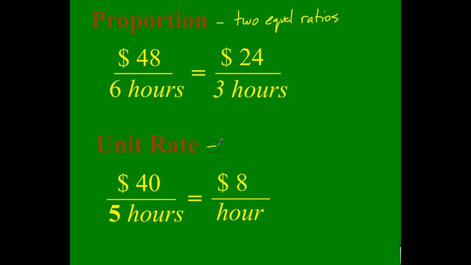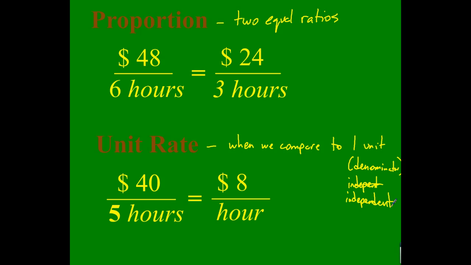So a unit rate is when we compare to 1, right? One unit, whatever's in the denominator, or the independent variable, right? So these are all saying the same thing. $40 in 5 hours would be the same as making $8 in 1 hour.